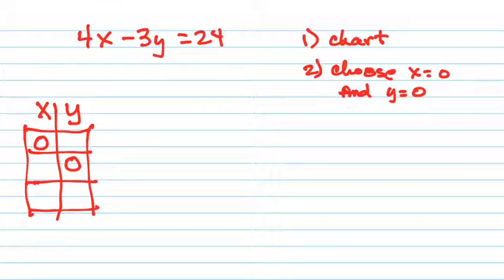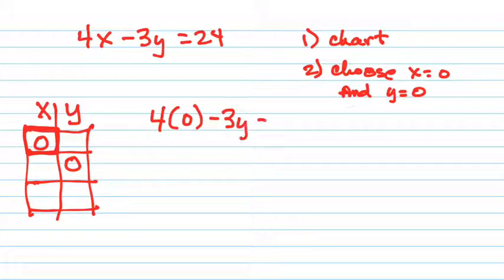Okay? Now, what I'm going to do for the first one is, in place of the x, I'm going to put what number? Well, what does it say? 0. So 4 times 0 minus 3y equals 24. Right? All I did was replace the x with what number? 0.